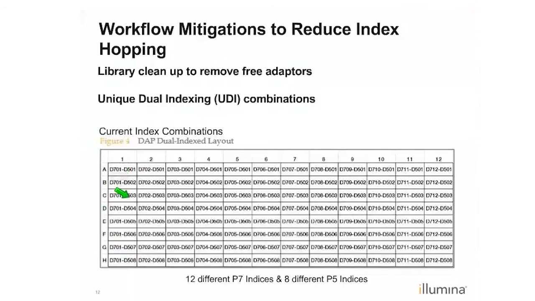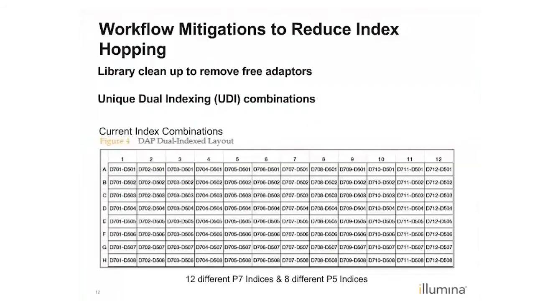What you would see is unique I5s on one side, but they would all share the same I7 on this side. And according to the mechanism I've been describing for index hopping, we wouldn't be able to necessarily ascertain if you had hopping or not if you use this kind of combination. But you can imagine, say, using a diagonal of combinations where they will all be unique.